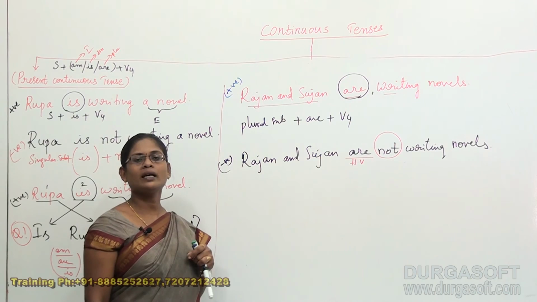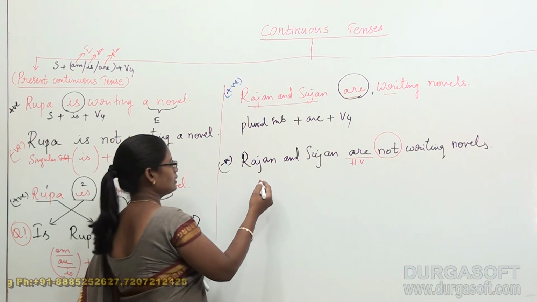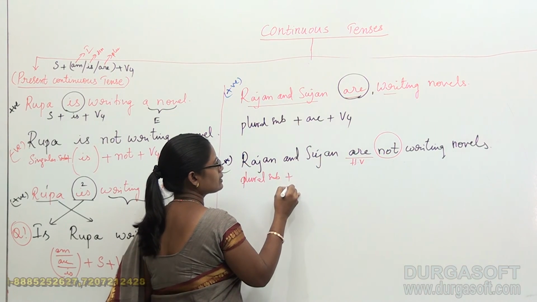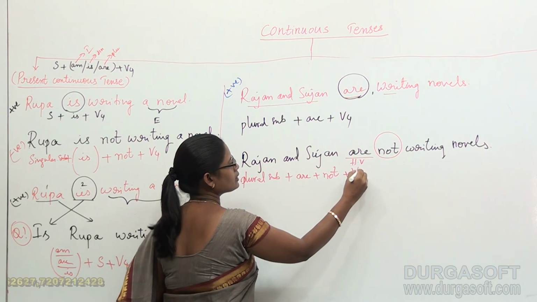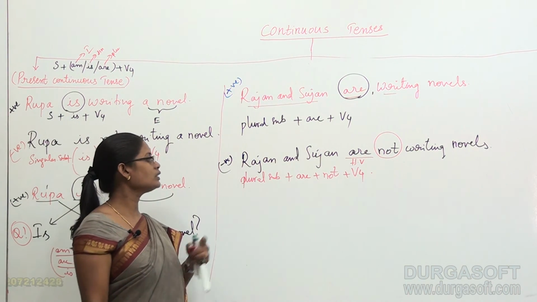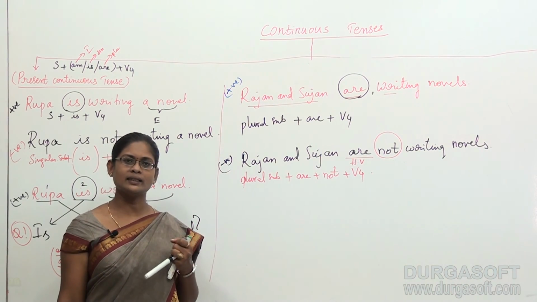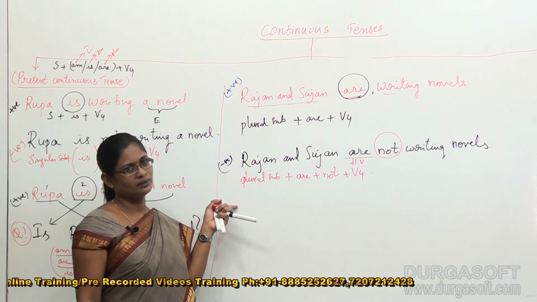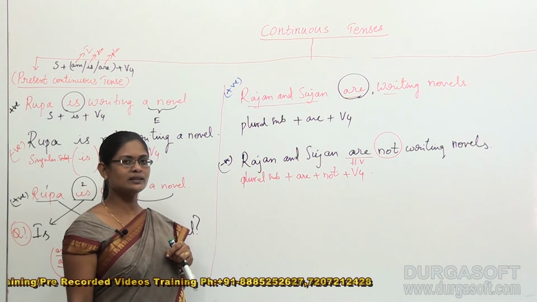And by this statement, can you give me the structure for this? Yes, it's very simple. The structure is this: plural subject plus are plus not plus V4 can be taken as the structure for the negative sentence. Now, what about the questioning sentence then? So we finished converting the positive sentence into a negative sentence. Now, what about the questioning sentence? Even the questioning sentence is very simple.